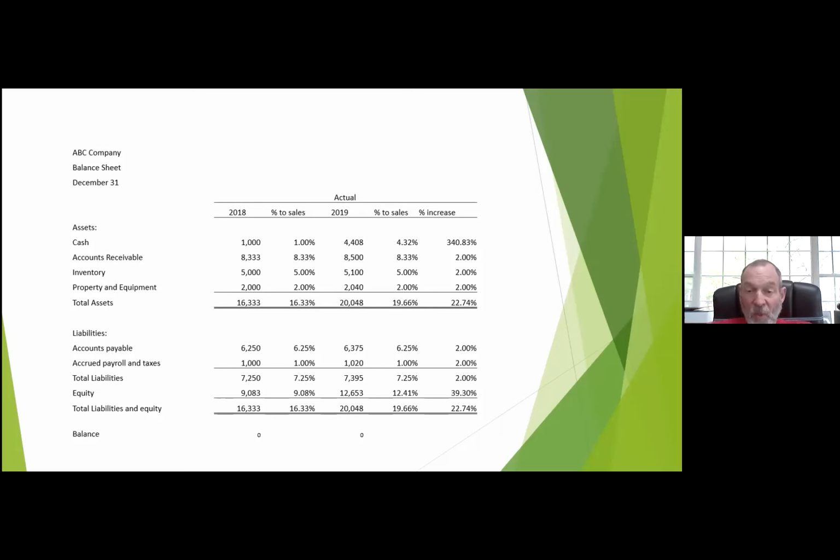So what are some of the important things about this? Notice I do percentage to sales. So I've made a determination that there is some kind of correlation between the values that are on the balance sheet and the level of sales that I'm doing. And oftentimes there is that correlation. So I'm saying, all right, it's 1% of the total sales. The accounts receivables are 8.33%. Inventory is 5%.